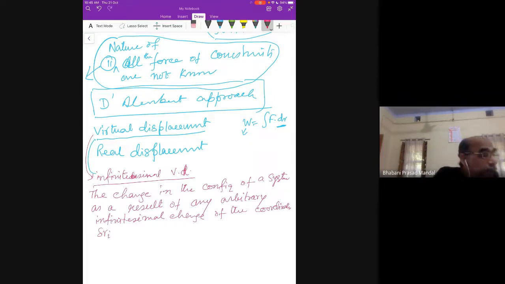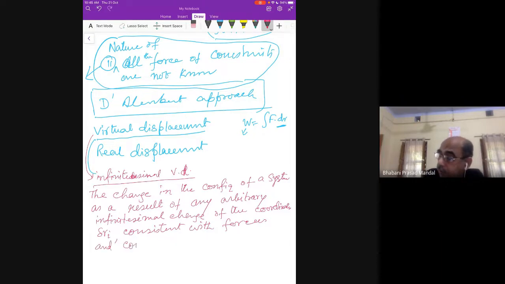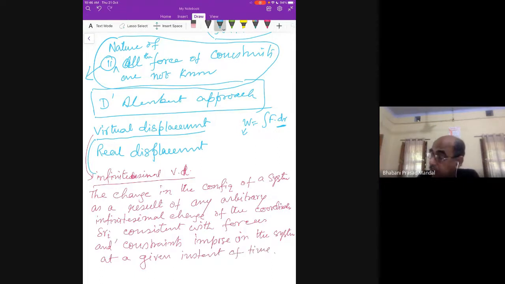this is delta Ri, consistent with the forces and constraints imposed on the system at a given instant of time. This is very important: at a given instant of time.